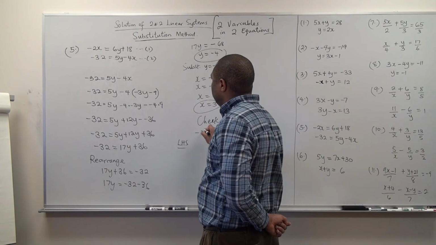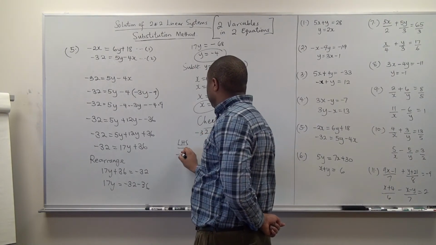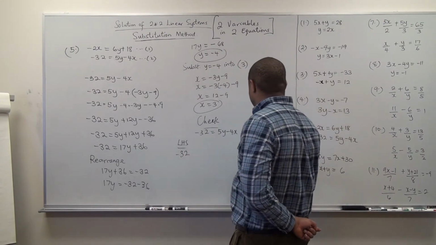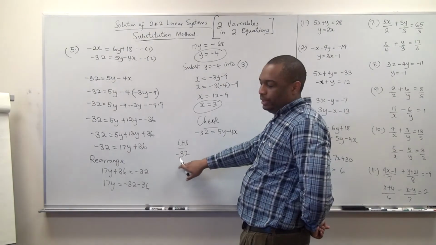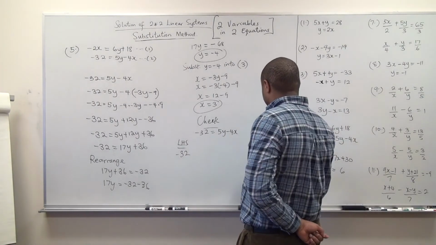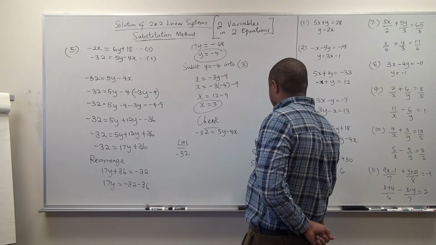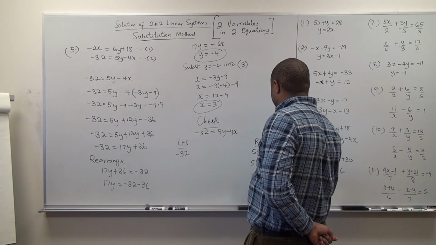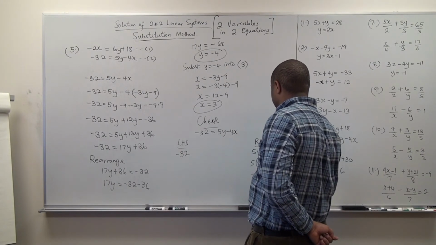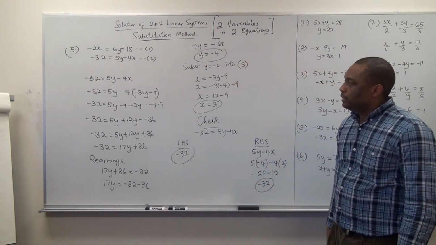Negative 32 equals 5y minus 4x. This is negative 32. This is 5y minus 4x. We don't bother with this because this is already a constant. So this is 5 times negative 4 minus 4 times 3. So this is negative 20 minus 12, and that is negative 32. The same. That brings us to the end of question 5.